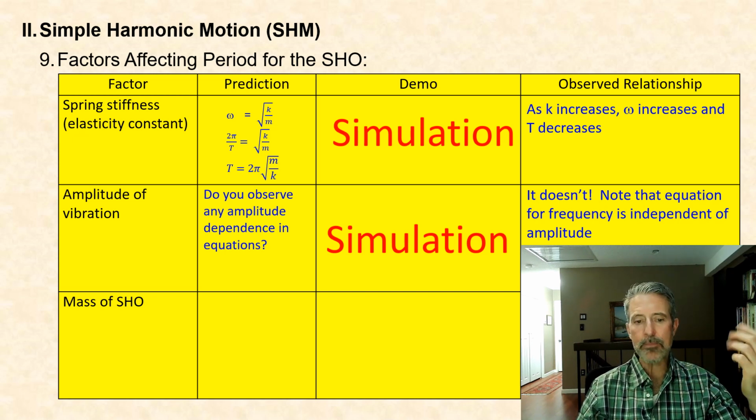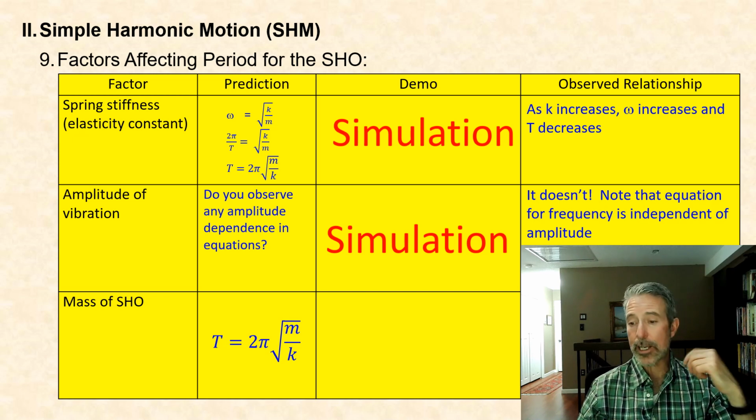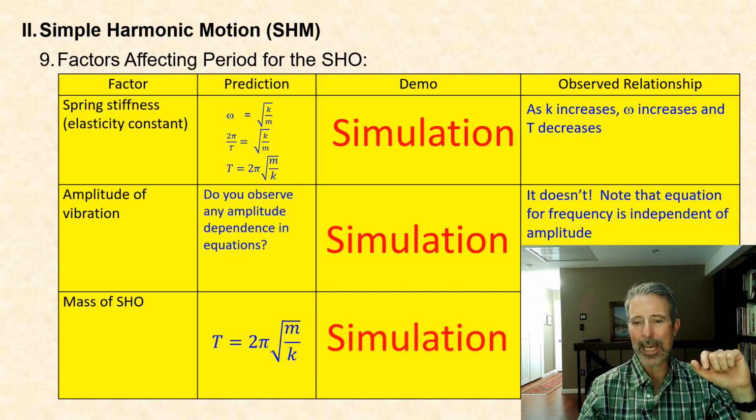Finally, let's now take a look at how the mass of the simple harmonic oscillator should affect the period. Clearly, we can see in the equation here that there is a direct relationship between the two, right? The period of the simple harmonic oscillator goes like the square root of mass. Let's check out another simulation and see if this is indeed the case.